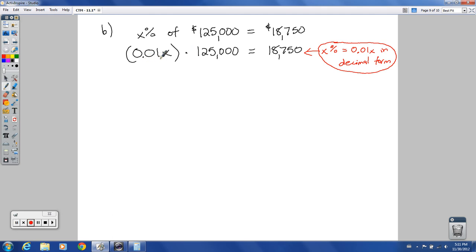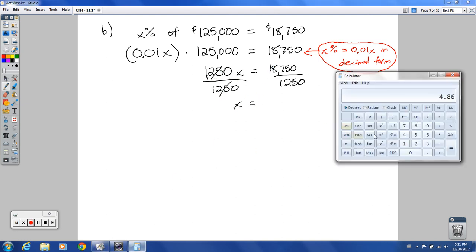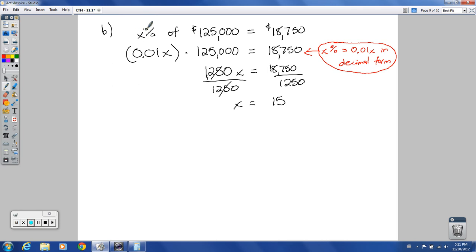If you multiply something by 0.01, it's like, in effect, moving the decimal 2 places to the left. And so this would equal 1250x would equal 18,750. So 1,250. At this point, we could take that and divide by 1250. And so that would cancel out here and here. You'd be left with x, and put that into a calculator to get 18,750 divided by 1250. It's going to give you 15. So x represented our percent. So what is this? This is 15%.